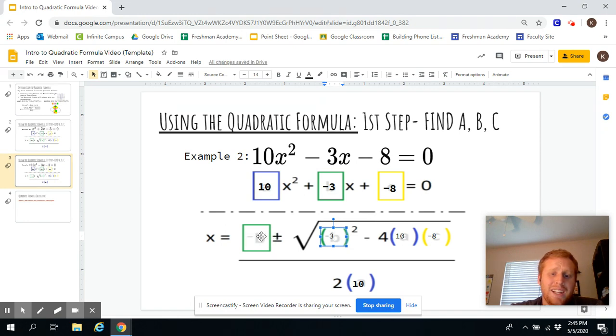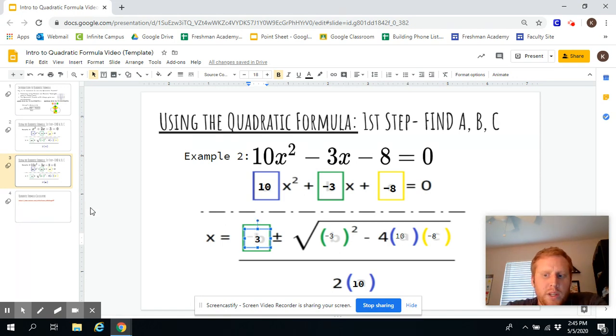And for this, it's already a negative. So a negative times a negative gives us a positive. It's a negative B. So it's going to be a negative times a negative. So it's really +3. That's the only tricky part. Whatever the symbol is, do the opposite for that first one, okay?